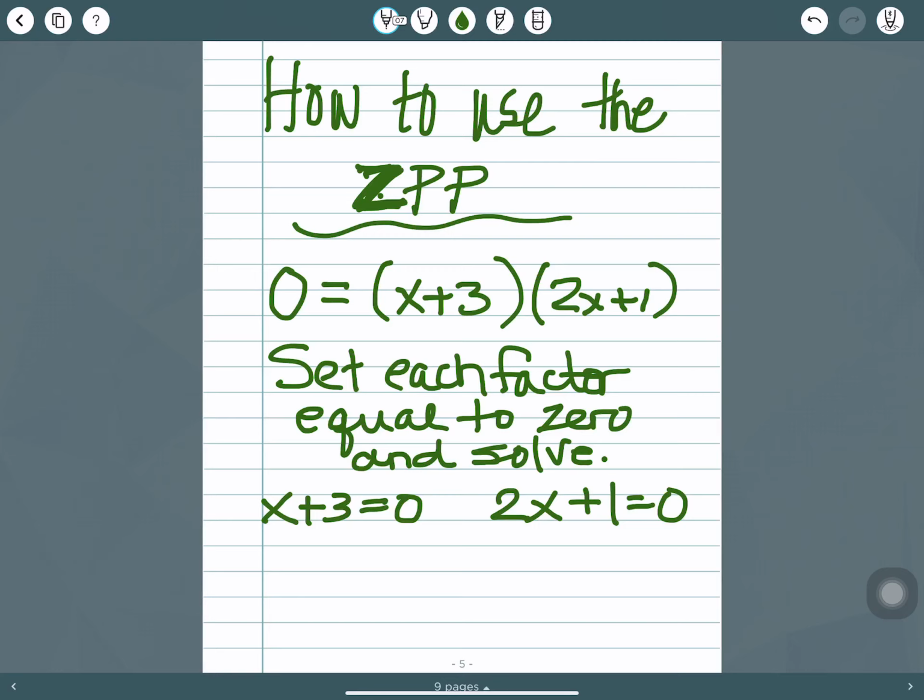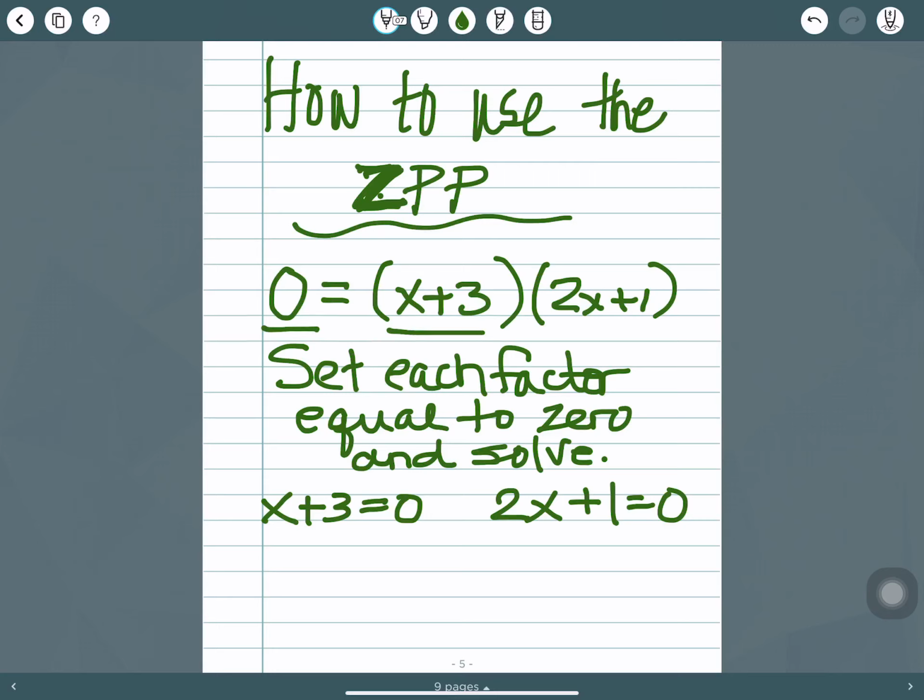So, how to use the zero product property. Well, the first thing you want to do, like I said, when you are solving a quadratic equation, you're finding out where the y values are equal to 0. So we substitute 0 in for y in the equation. So we're going to do that.